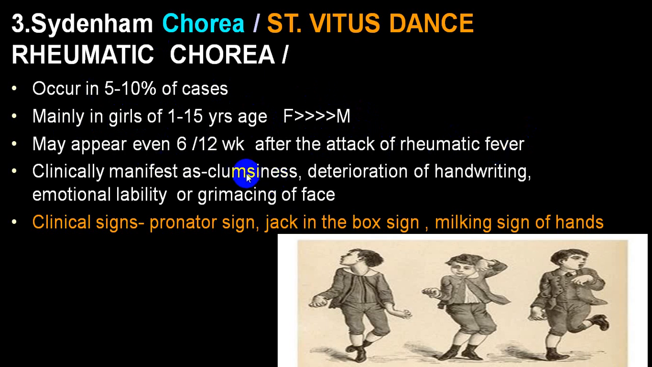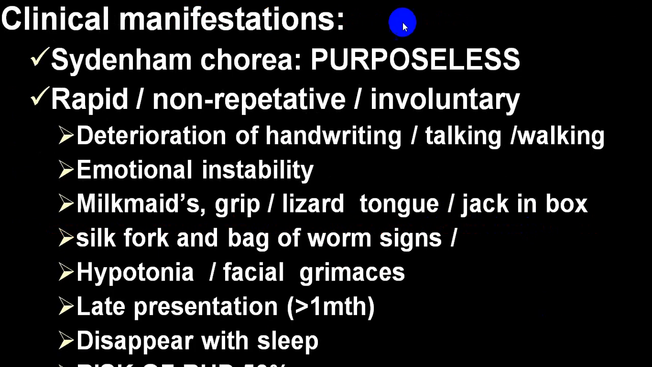There is a clinical manifestation. It is described as a clumsiness, tremors, deterioration of handwriting, emotional lability. There is an abnormal movement of the face, we call grimacing of the face, pronator signs, lip chorea form movements in upper limb. It is also described as tongue movement is described as jack in box, and hand movement is described as a milking sign. There are many more words which are being utilized.